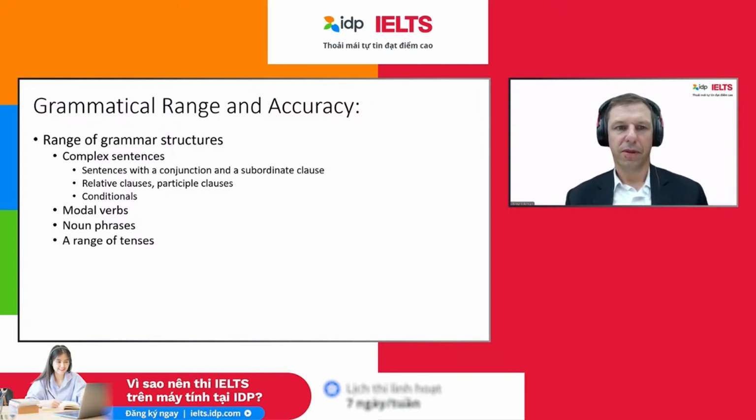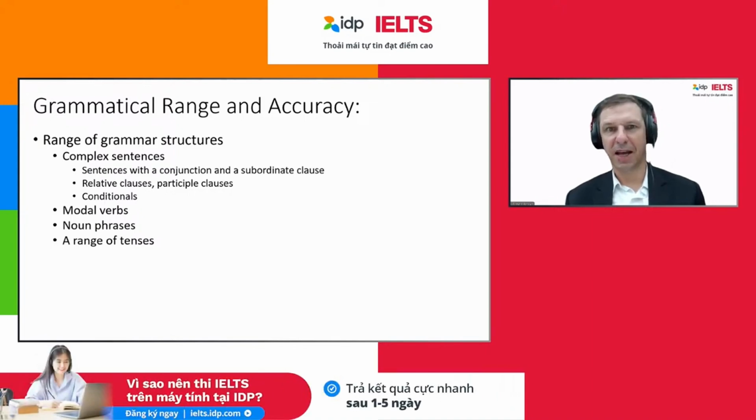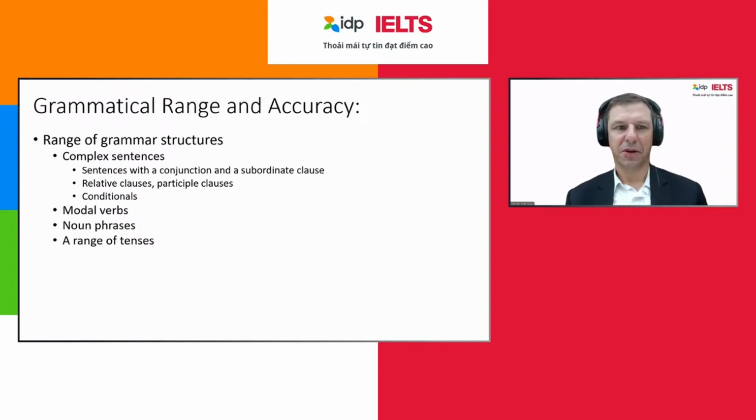Relative clauses. So for example, the man that is standing over there is looking at you. And then you can also have conditionals. So if this happens, then something else happens. Modal verbs are also important. So verbs like could, should, would, can. There are lots of ways that modal verbs can be used. So try to learn a few of those.